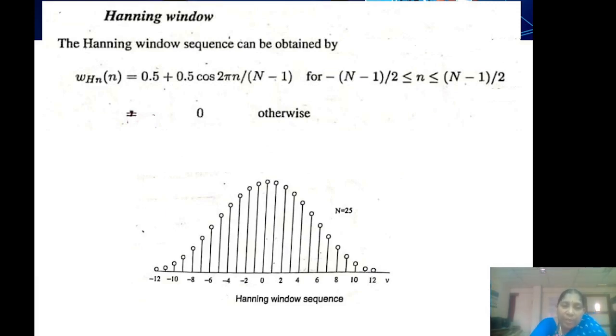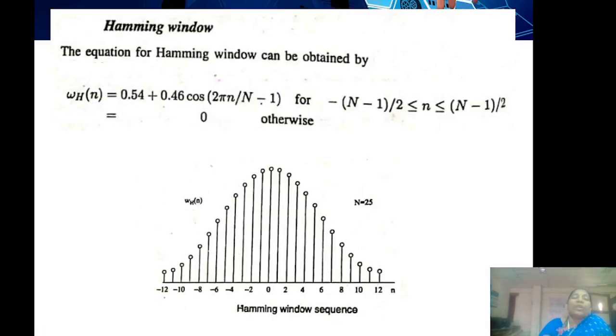Next, the Hanning window is defined as w_HN(n) = 0.5 + 0.5 cos(2πn/(N−1)), where small n varies between −(N−1)/2 to +(N−1)/2. If you substitute the capital N value as 25, it will be minus 12 to 12. That's why the response is drawn from minus 12 to 12. This is for the Hanning window sequence.